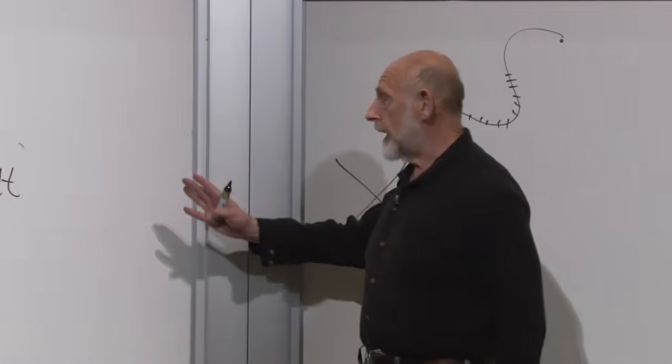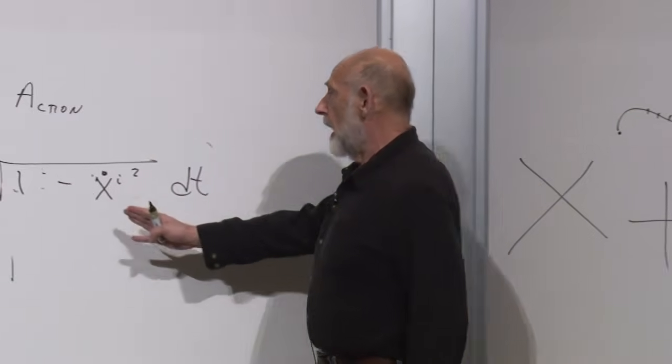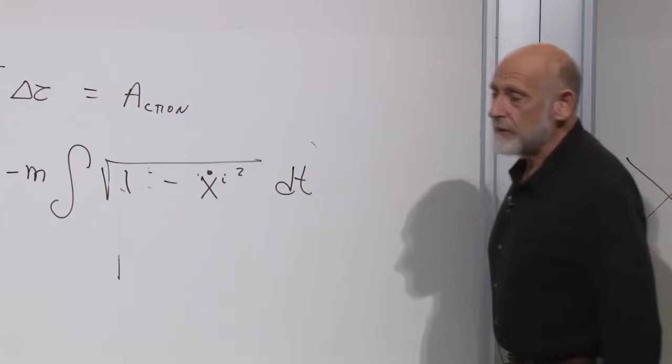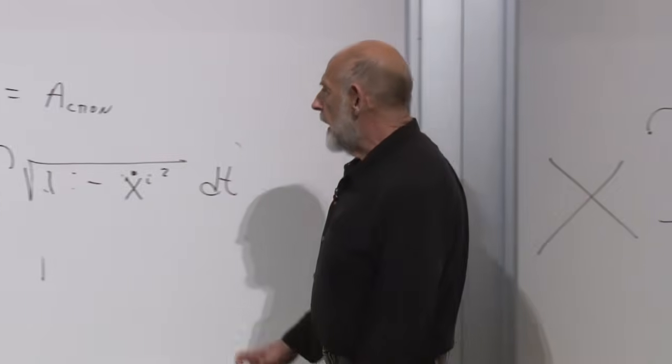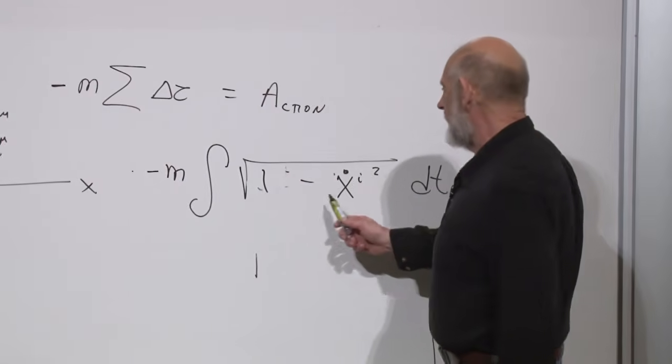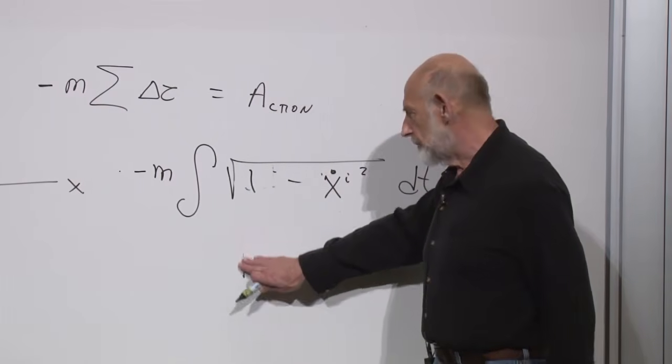So by factoring out a dt, I converted this to something a little more recognizable than it might have been before. It's an integral of something that depends on the velocity.